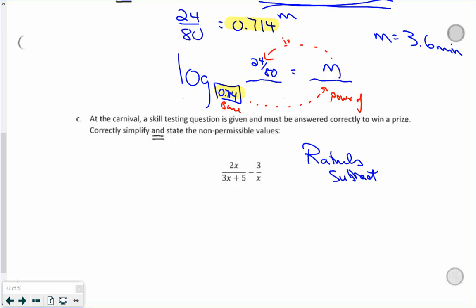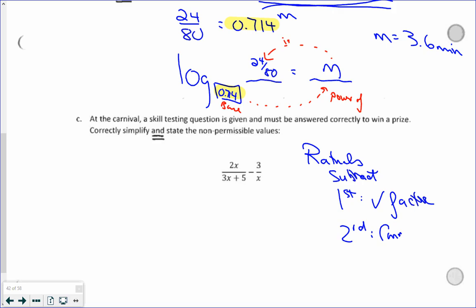So this is what we practiced yesterday. Add, subtract questions are all done the same way. First thing we do is we check to see if we can factor. 3x plus 5 and x, cannot factor those. So first step is done.